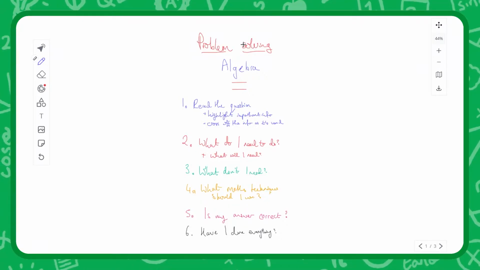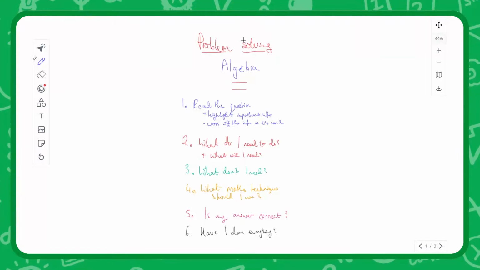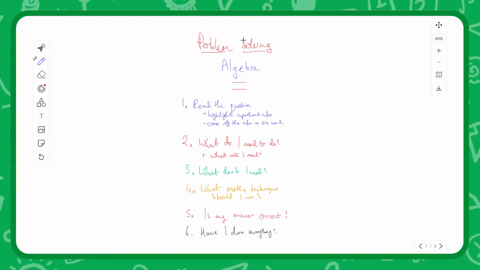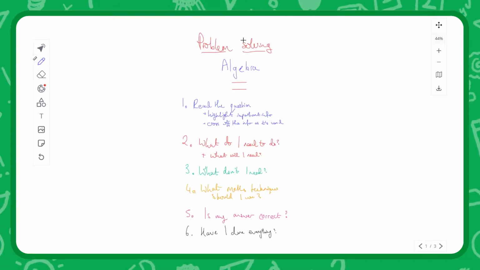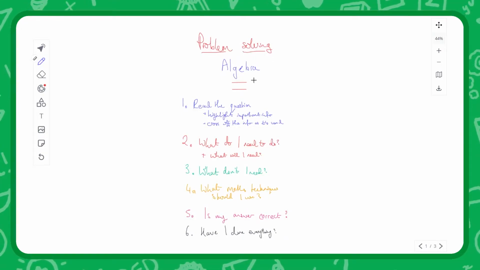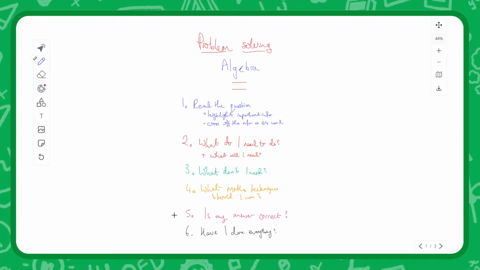Fourth, what maths technique should I use? Again, we've been over this already, which is just a case of really selecting which kind of techniques. If you have a piece of information you've yet to use, more than likely you're probably going to need to use it at some stage. So if you ever feel stuck while doing an algebra question, trying to find what you should use is usually a first step forward.